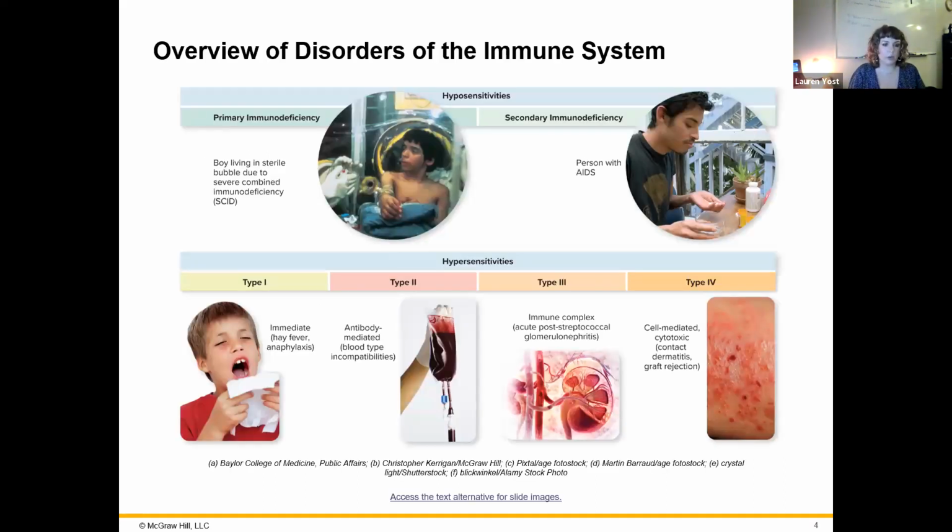This is just comparing what we're going to be talking about today. We're actually going to start off with the hypersensitivities, and then we'll be moving on later to the hyposensitivities.